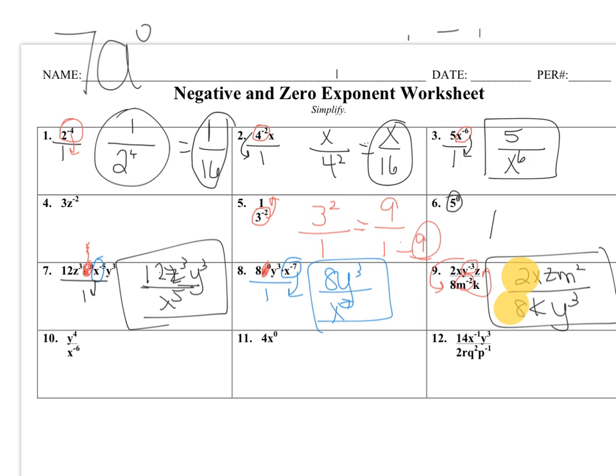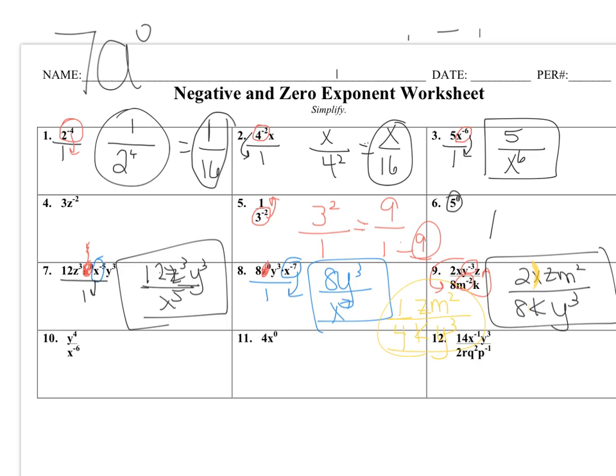In my calculator, can you type 2 over 8? 2 over 8. You get 0.25. Gross. Decimal. Make it a fraction. Math. Enter. Enter. 2 over 8 simplifies to 1 over 4. So I can rewrite this and say 1 over 4 and then zm squared over ky cubed.